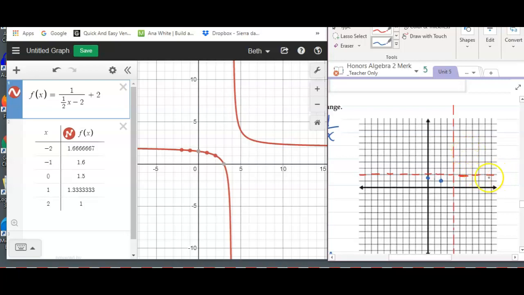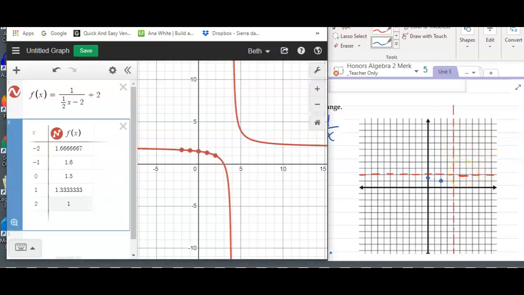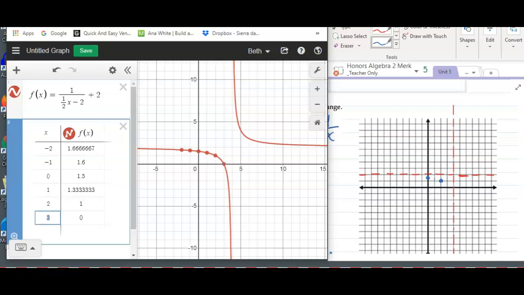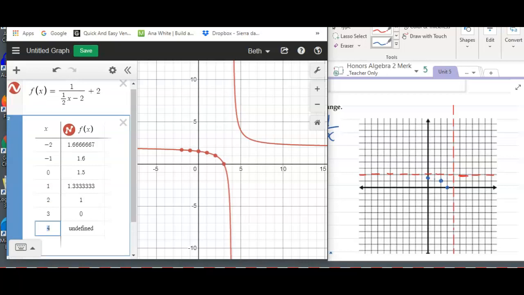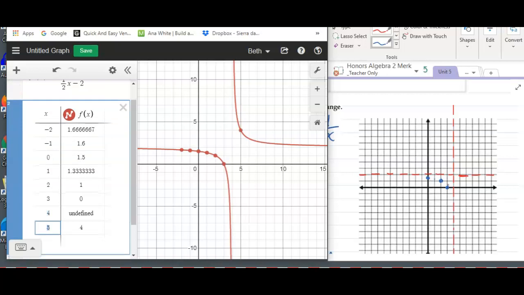I'd like to get points bigger than x equals 4 so that I can figure out where this graph is going to go from here. So I'm just going to select this and hit enter, and notice I get the point 3, 0. If I hit enter again, gives me the point 4 is undefined, which makes sense. That's an asymptote. We couldn't possibly have a point on the dotted red line. 5, 4. So now I go over 5, up 4.